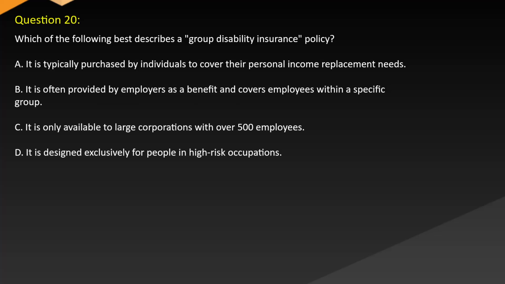Question 20. Which of the following best describes a group disability insurance policy? A. It is typically purchased by individuals to cover their personal income replacement needs. B. It is often provided by employers as a benefit and covers employees within a specific group. C. It is only available to large corporations with over 500 employees. D. It is designed exclusively for people in high-risk occupations.